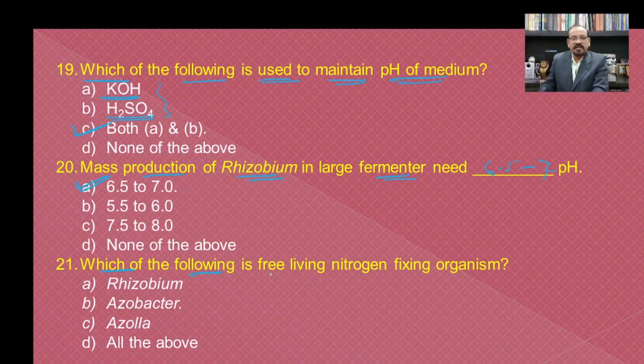Then which of the following is a free living nitrogen fixing organism? Rhizobium is a symbiotic organism that fixes nitrogen with the leguminous plants. Azotobacter is a free living organism, and Azolla with Anabaena is the symbiotic association. So the free living organism which fixes the atmospheric nitrogen will be the Azotobacter.